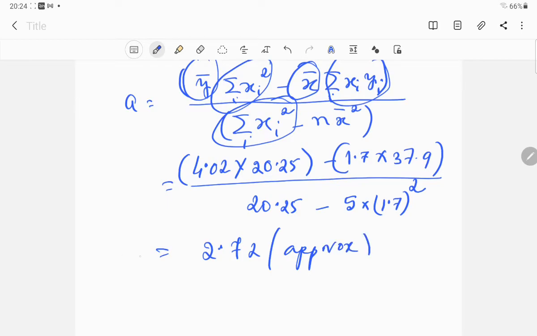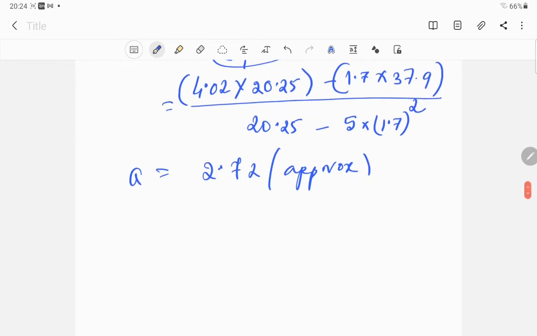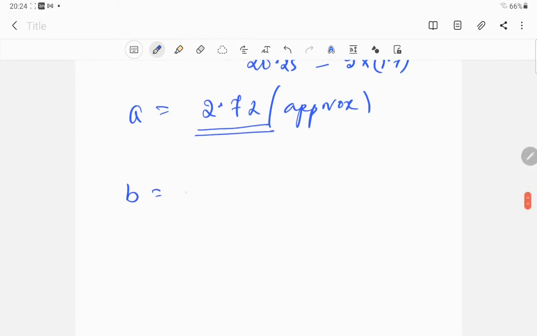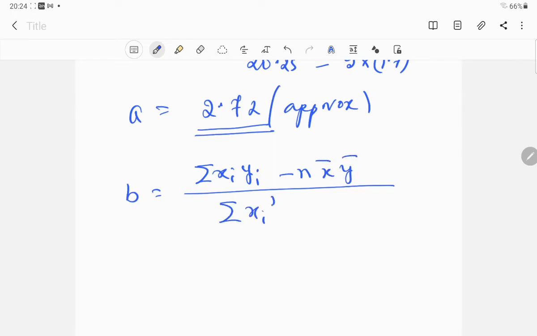You may get some different results, so don't worry, but it should be approximately the same as 2.7. You may write up to a third or fourth decimal place, it's up to you. Similarly, you know that b is equal to, what was the formula? Summation xi yi minus n x bar y bar, and then summation xi square minus n into x bar square.